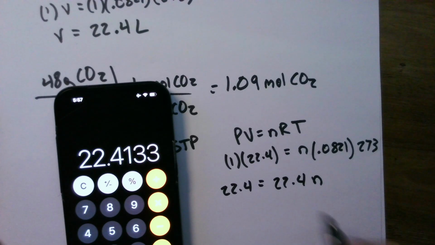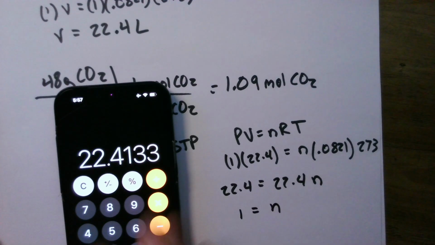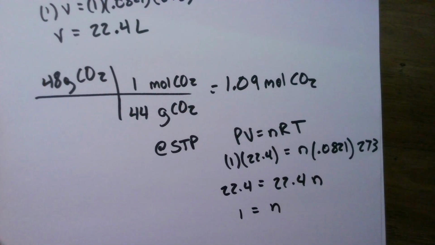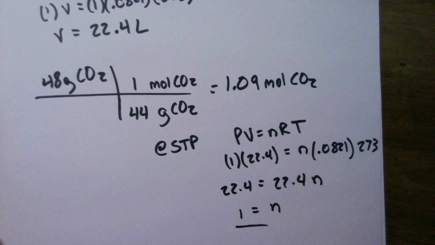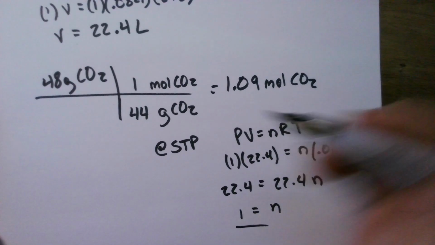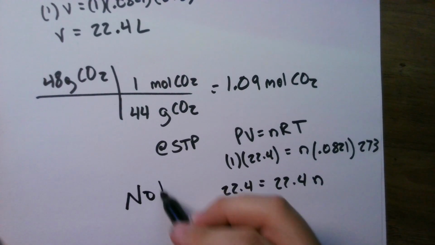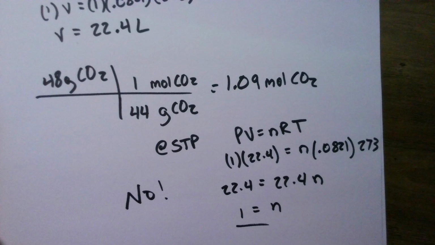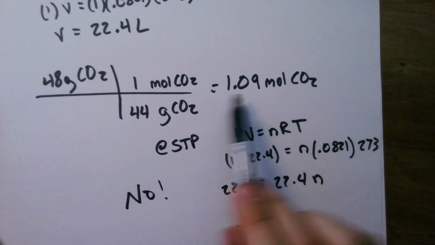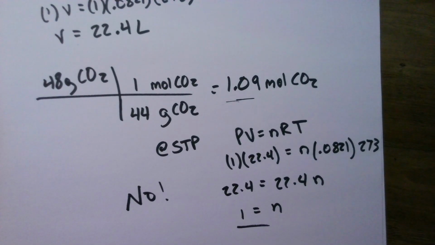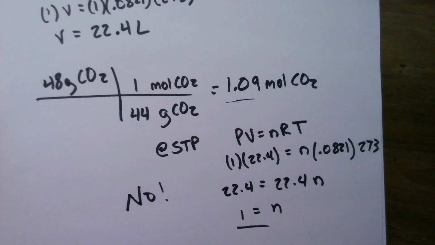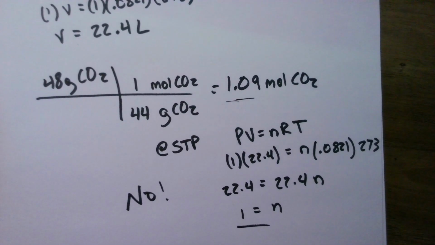Divide each side by 22.4. 1 equals N. So if it's under standard temperature and pressure, that means I would have 1 mole, but I actually have more than that. So the answer is no. I'm not at standard temperature and pressure. Otherwise, I would have gotten this as my answer to my problem. That's kind of a weird little application you can do. Okay, we had 2 different ways to find the moles, and we just wanted to see if they matched or not.